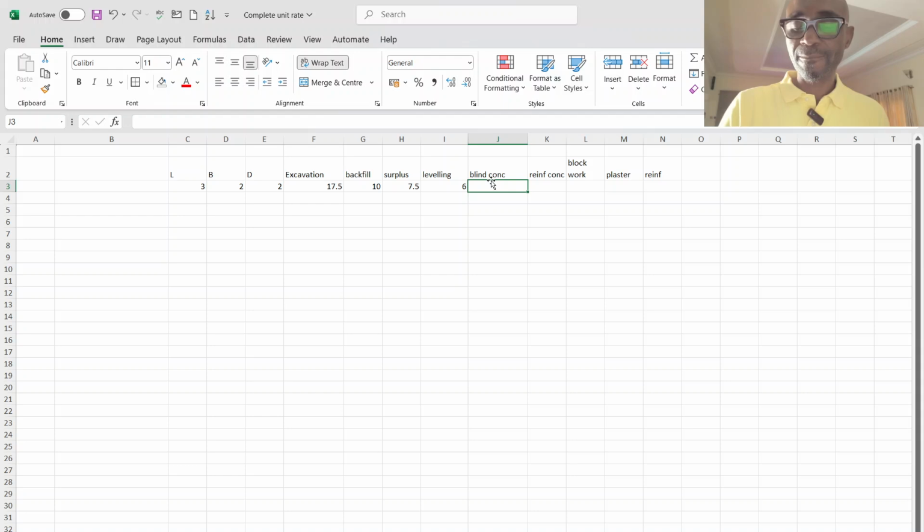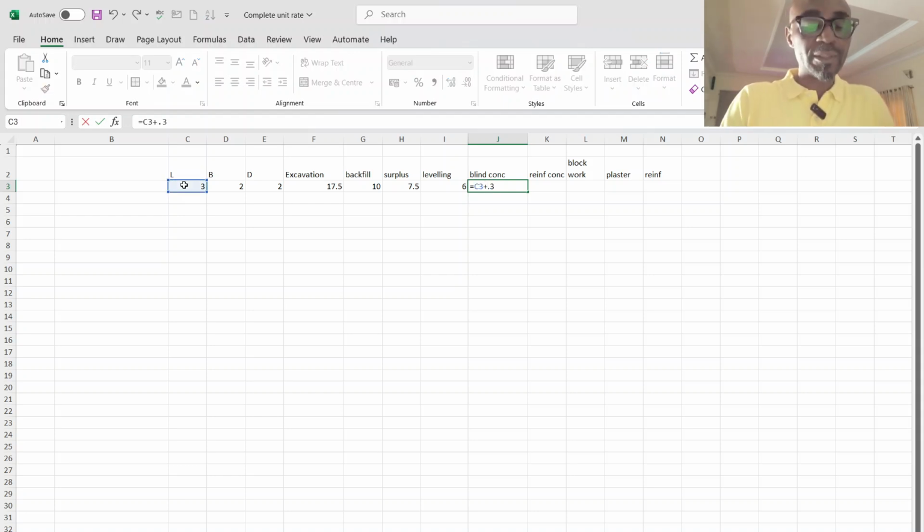Then PCC is this plus 0.3, which is the block where the block is going to rest, assuming the 3 meter is the clear opening. You have to add the thickness of the block and the spread of the blinding, 225 plus the spread of the blinding, say we take 300, times this plus 0.3 times 0.05.